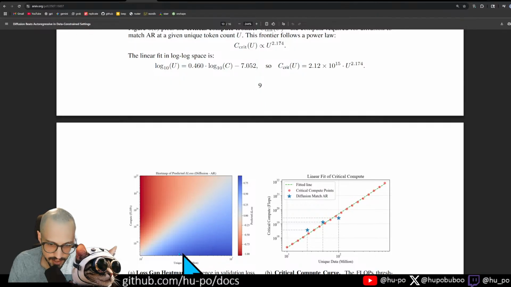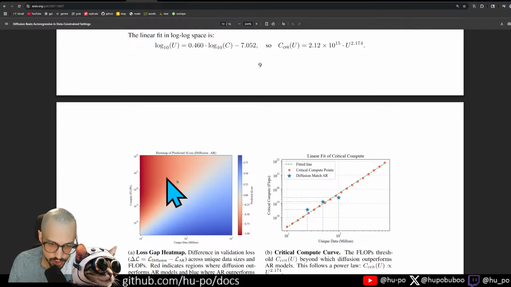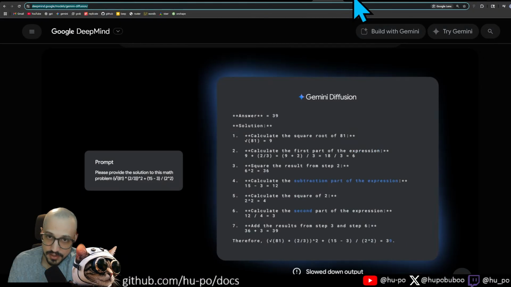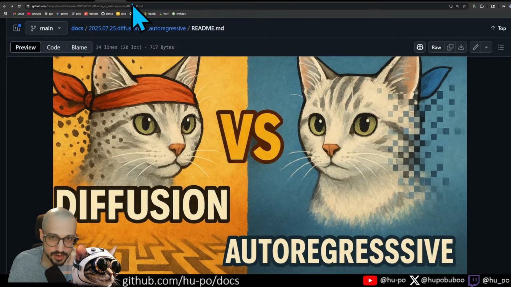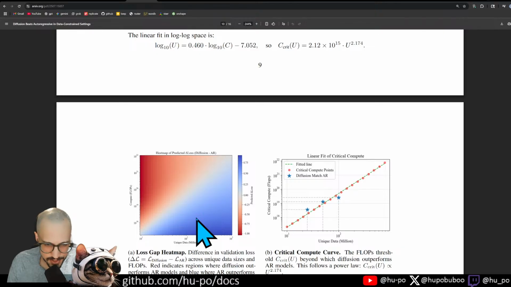If I have a ton of unique data and I don't want to train on it a million times, then I should probably use an autoregressive model. So this is what they call the critical compute frontier right here, right? And that determines your choice. And like I said, empirically, this actually kind of matches what we see, right? Where if you look at images, images is kind of like an in-between space because there's a huge amount of image data, but you're kind of compute constrained because images are more compute heavy.